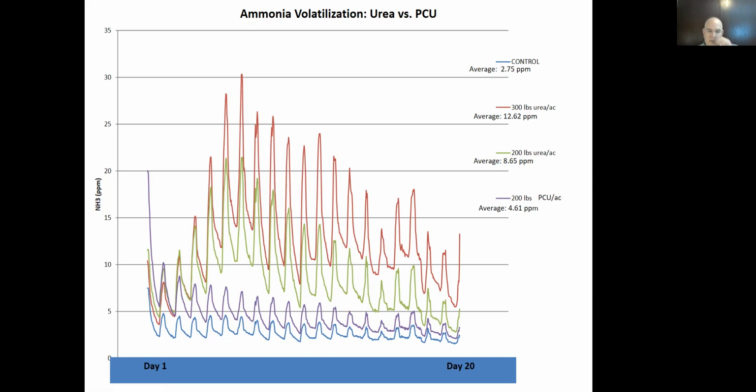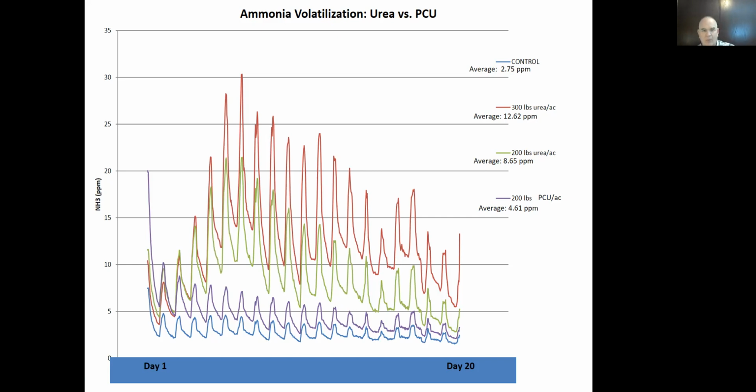However, when I'm applying the same quantity with a polymer coated urea, this is the in-between line here, I've greatly shut down the nitrogen loss from ammonia volatilization. So if you compare the green line with this polymer coated line, it's a tremendous benefit. So that also enables me to put on less nitrogen, because I'm more efficient.